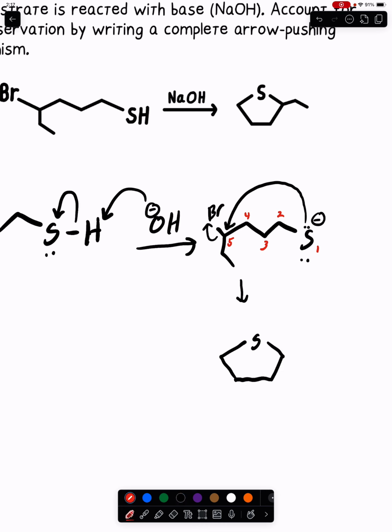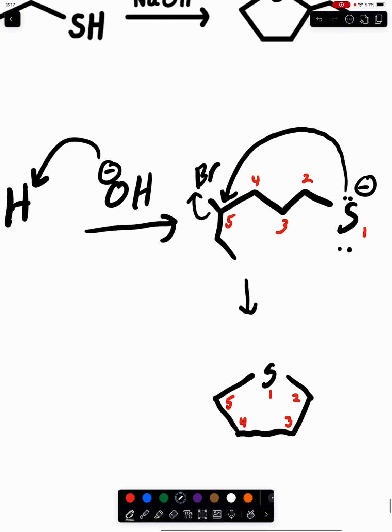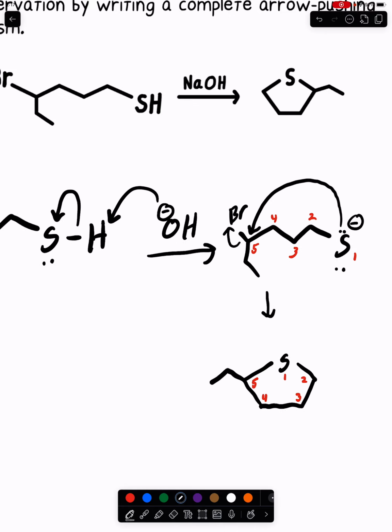Okay, and I'll just put those numbers back on there. I'll say, you know, this sulfur was number 1. I can go left or right here. It won't matter. I'll say this is 2, 3, 4, and 5. So the sulfur came in, attacked carbon 5 that I numbered 5, and it kicked out that bromine. Well, also on carbon 5, there's still an ethyl group. So I have to make sure that I put that ethyl group back on carbon 5 there.